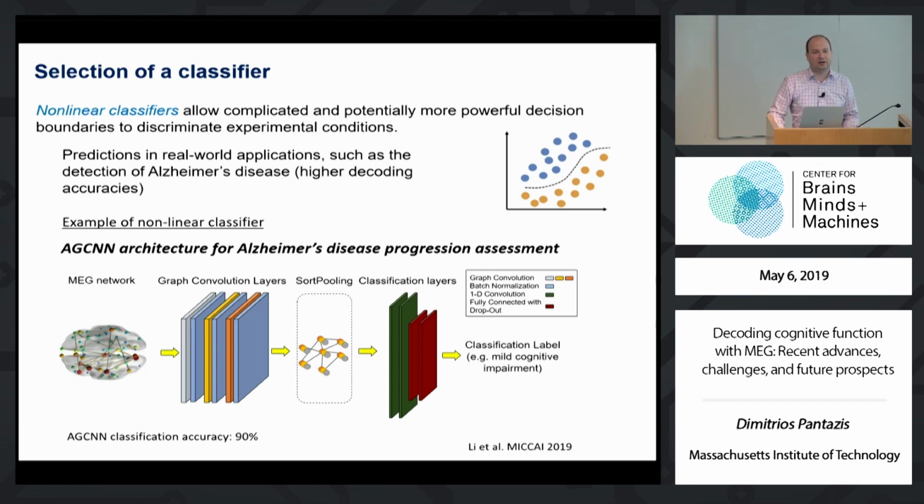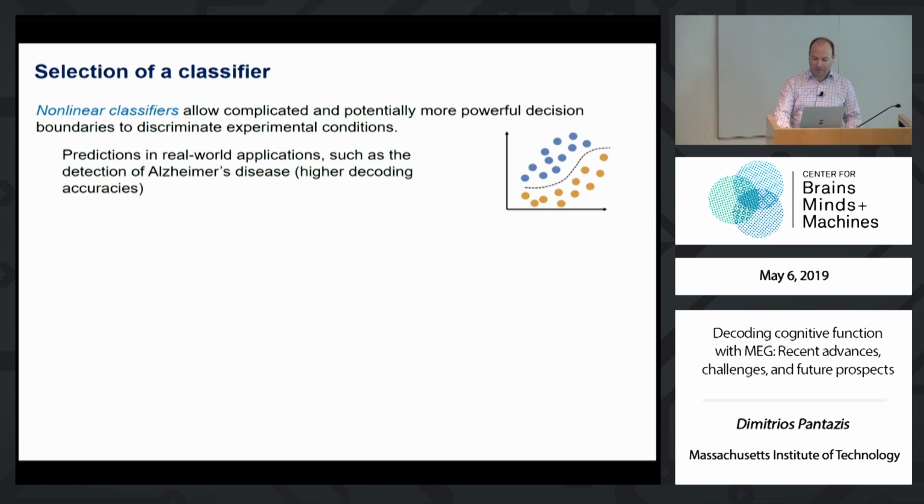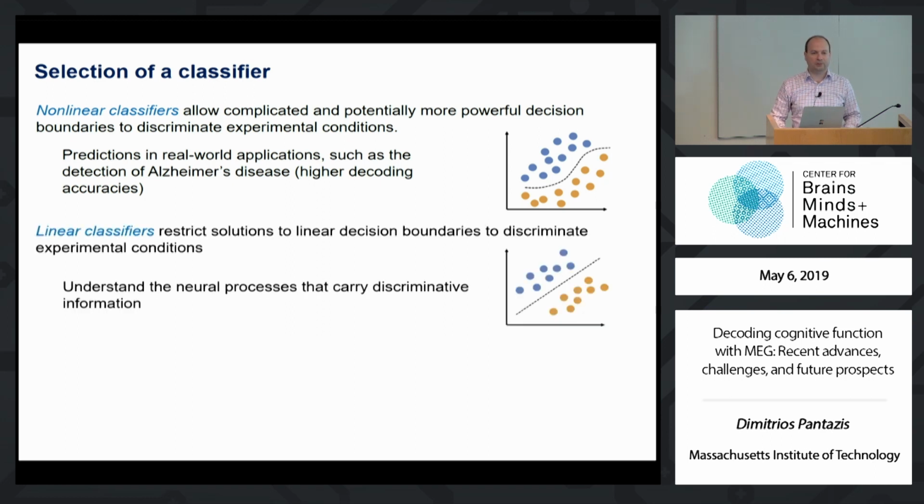And that's great as long as the aim is to obtain high classification accuracy. And in this application it is, because we want to detect patients very early, decades before clinical symptoms. However, if we are to understand the brain, we don't want to do that. Instead, we want to be using linear classifiers which restrict the solutions to linear boundaries.